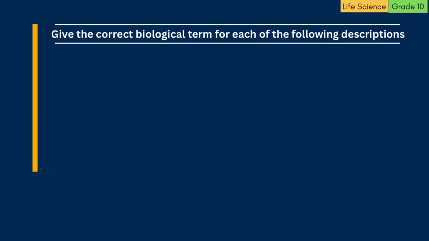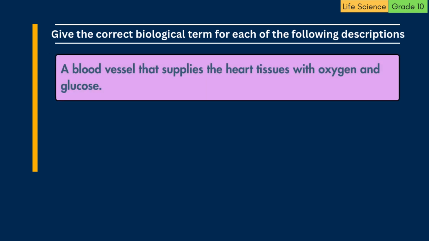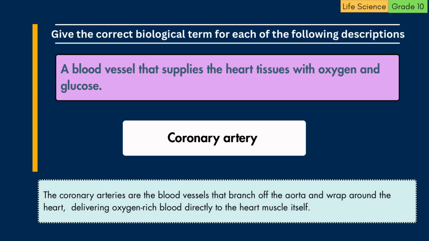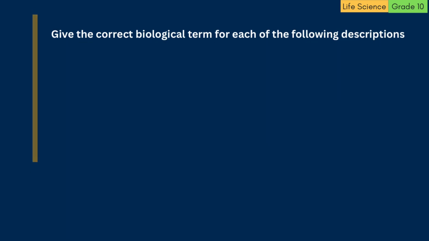Life Science Grade 10 Paper 2. Give the correct biological term for each of the following statements. Question: a blood vessel that supplies the heart tissues with oxygen and glucose. The correct answer is coronary artery. The coronary arteries are the blood vessels that branch off the aorta and wrap around the heart, delivering oxygen-rich blood directly to the heart muscle itself.